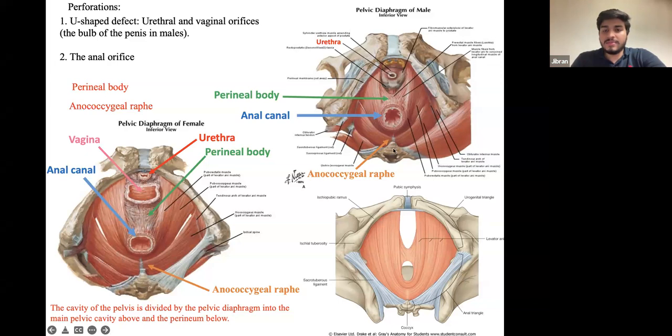Behind the anal canal is something kind of high yield, kind of important. It's called the anococcygeal raphe. We'll discuss why it's important later, but it basically fixes the anal canal to the coccyx.